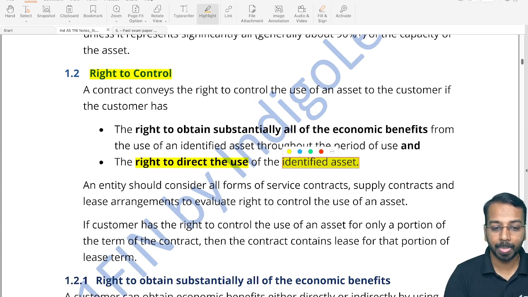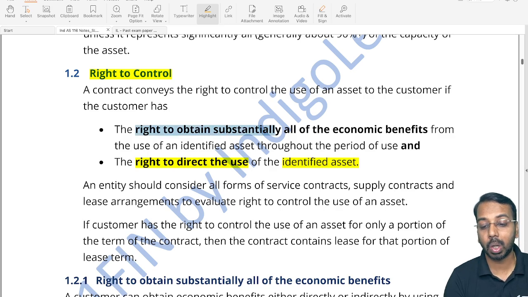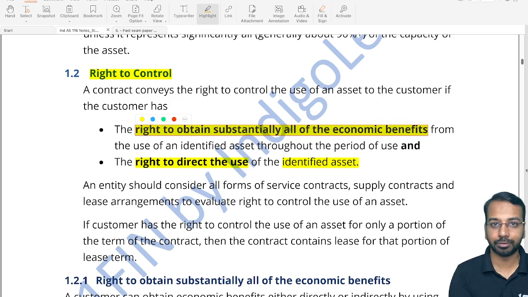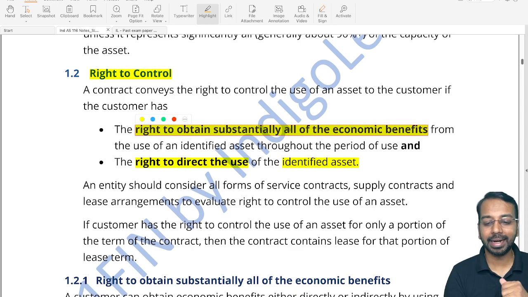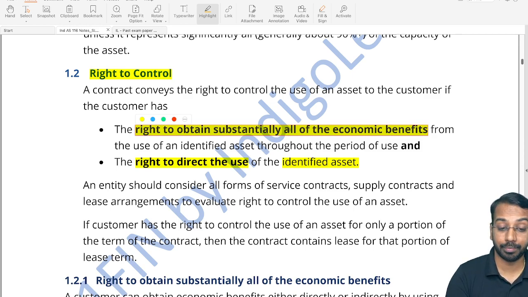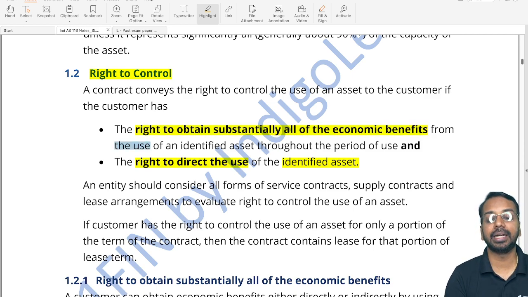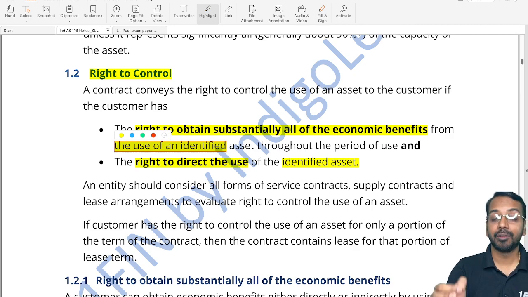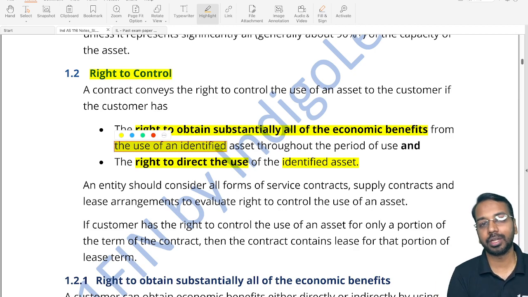Okay. And the customer has the right to obtain substantially all of the economic benefits from the use of the identified asset. Meaning to say, in the lease period, who will get the economic benefits? The lessee will get the economic benefits. From what? Very important, a lot of you would have missed this. From the use of an identified asset. So by using the asset, the customer will get substantially all of the economic benefits.